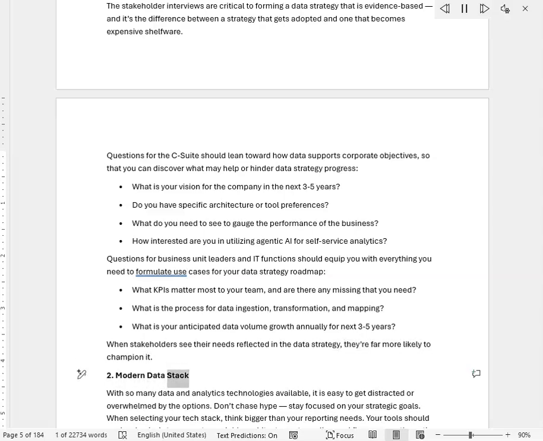2. Modern data stack. With so many data and analytics technologies available, it is easy to get distracted or overwhelmed by the options. Don't chase hype. Stay focused on your strategic goals. When selecting your tech stack, think bigger than your reporting needs.